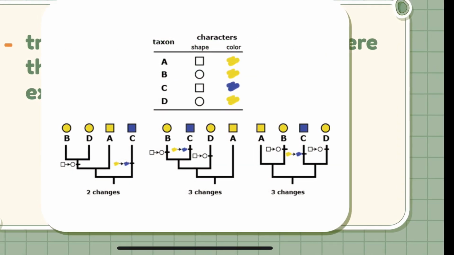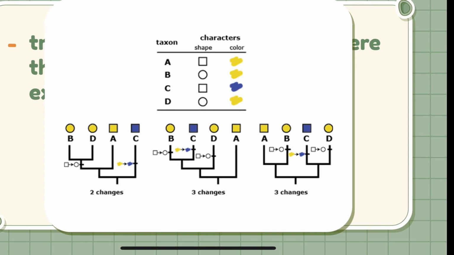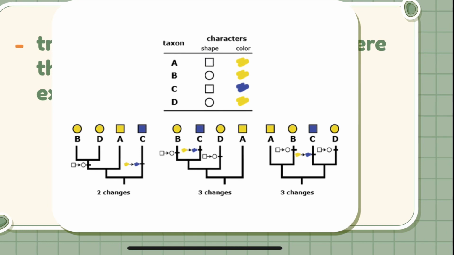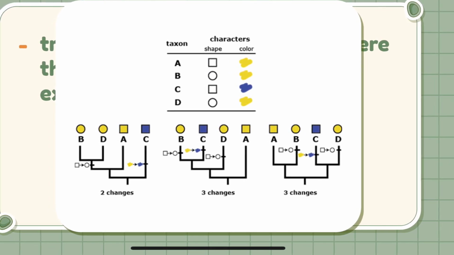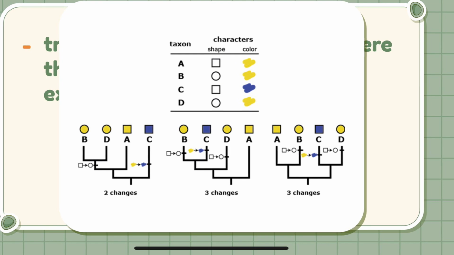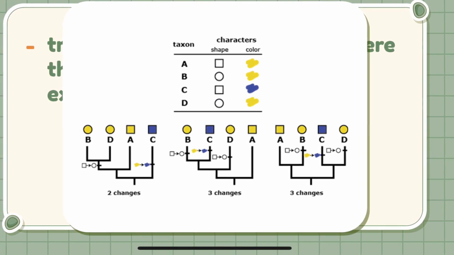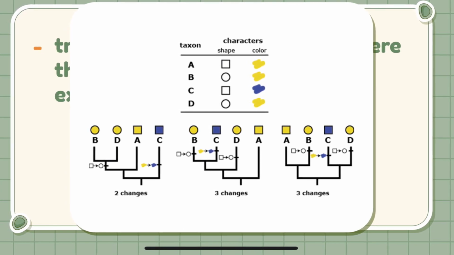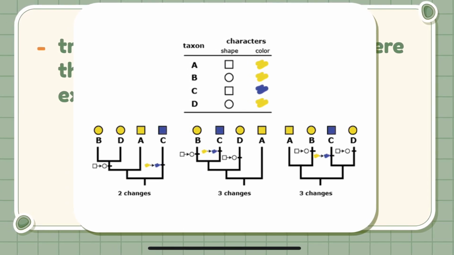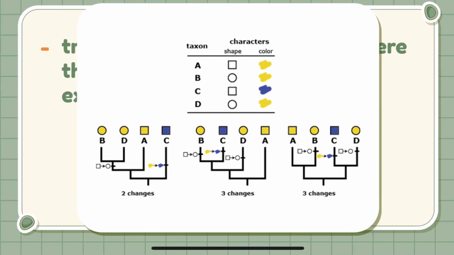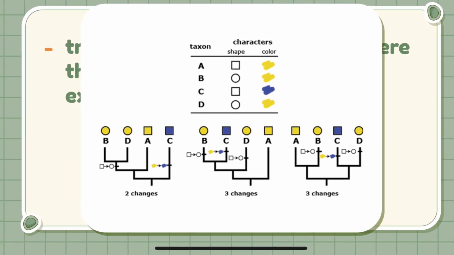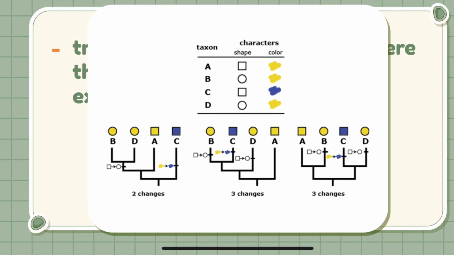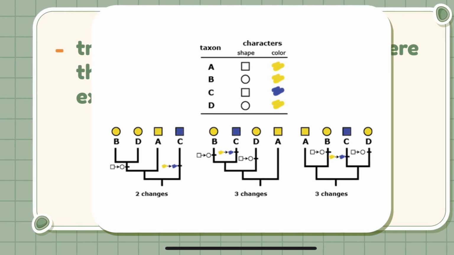So, as we can see in this example, the shapes that the taxa A, B, C, and D have are very different, and their colors are also kind of different. So, there are 3 possible phylogenetic trees that we could have created. If we look at the first one, there are only 2 changes, and because that is the least amount of changes, we've created the most parsimonious tree because we took the least amount of steps to show how we got from our most common ancestor to the 4 different divergent taxa.